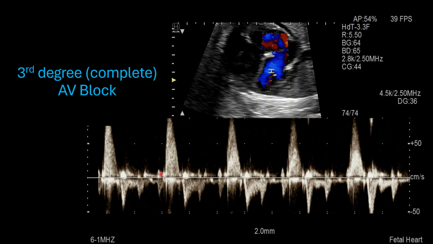Spectral Doppler is helpful, but not as helpful as M mode. You can see the V to V intervals are all regular, A to A intervals are all regular, but it can be difficult to pick out exactly where some of the A waves happen. Some of them happen during the ventricular contractions, and so you sometimes will not be able to pick up some of those waves.